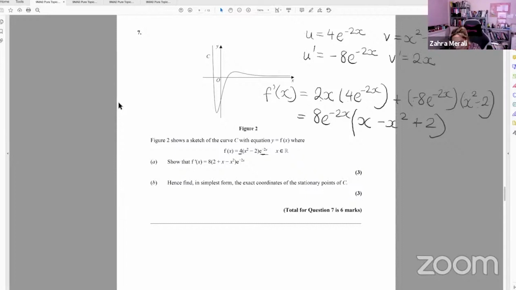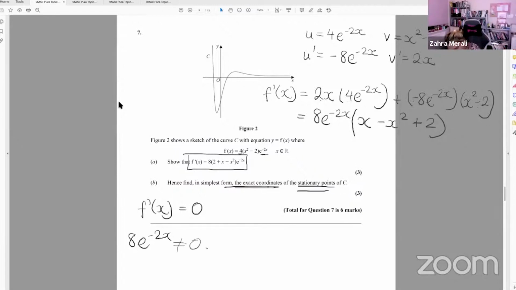Then we're going to find the exact coordinates of the stationary points. So the stationary points happen when f dash x equals 0. So we're going to make all of this equal to 0. Well, that's impossible to equal 0, because our e graph never equals 0. So it does not equal 0 anywhere, so we're not going to worry about that. So then we're going to take the bracket minus x squared and make that equal to 0.